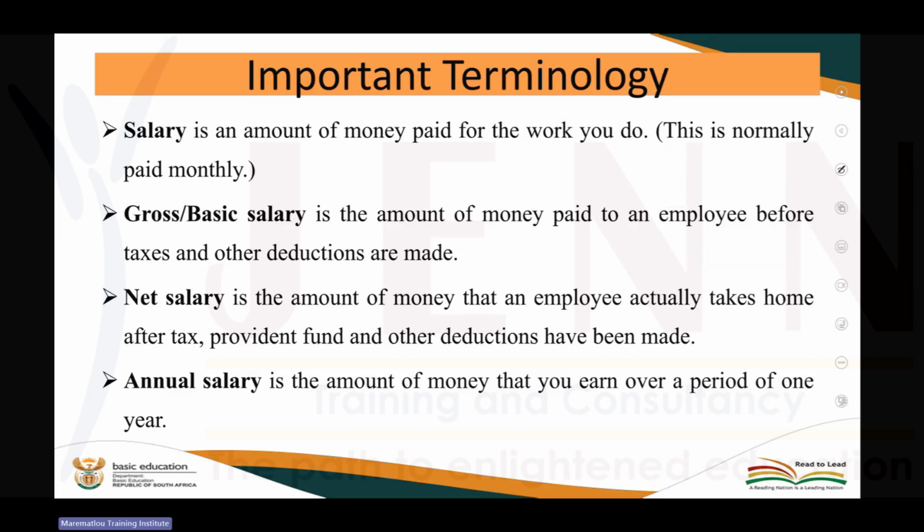Now, it is important that you know that for each and every topic in mathematical literacy, you'll be expected to define different terminologies. In this case, you can see: what is salary, what is gross basic salary, what is net salary, what is annual salary. And for an example here, it is given to you. Salary is an amount of money paid for the work you do. This is normally paid monthly. But it doesn't mean that you must give us exactly what is written here.